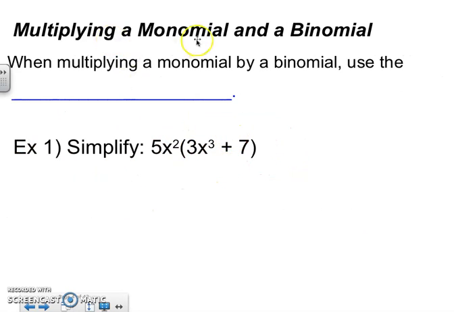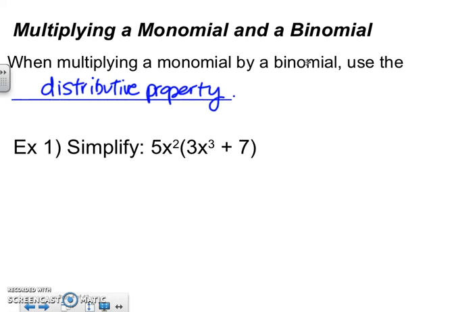When you multiply a monomial and a binomial, when you're multiplying a monomial on the outside by a binomial, you're going to use the distributive property. So we're going to do the exact same thing we just did, except with the distributive property.